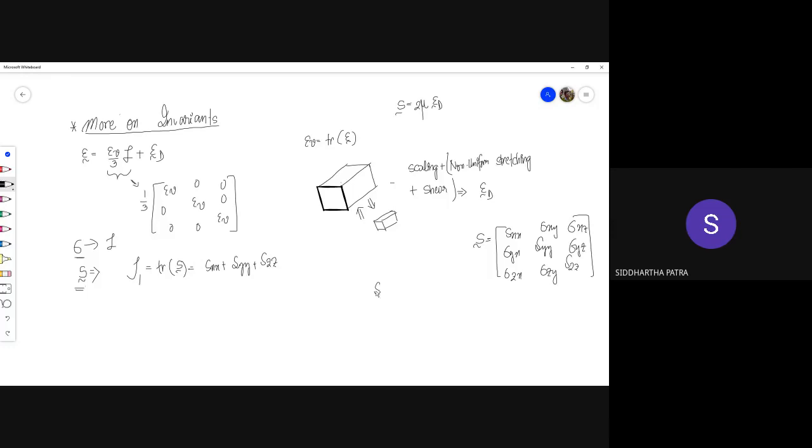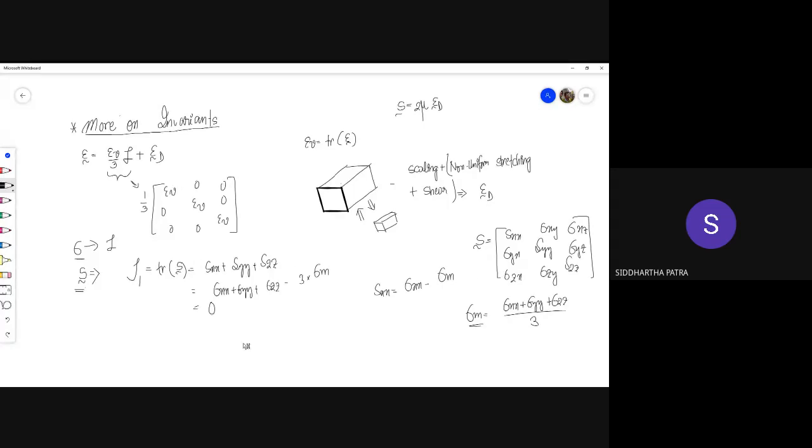And each of the diagonal terms, for example, Sxx, is let's say sigma xx minus sigma m, where sigma m is sigma xx plus sigma yy plus sigma zz divided by 3, right? So this quantity essentially becomes sigma xx plus sigma yy plus sigma zz minus 3 times sigma m. Now sigma m being this quantity right here, this is supposed to be 0. That's how the deviatoric stress and the deviatoric strain tensors are defined. The trace has to be 0. Okay, is it clear? Yes, sir.